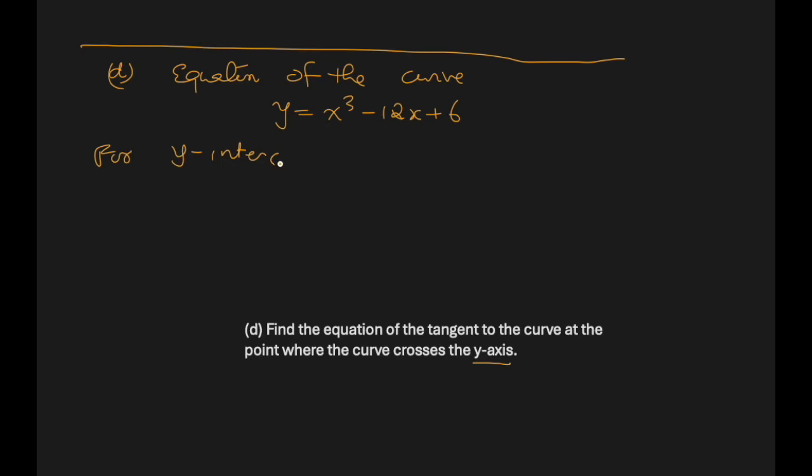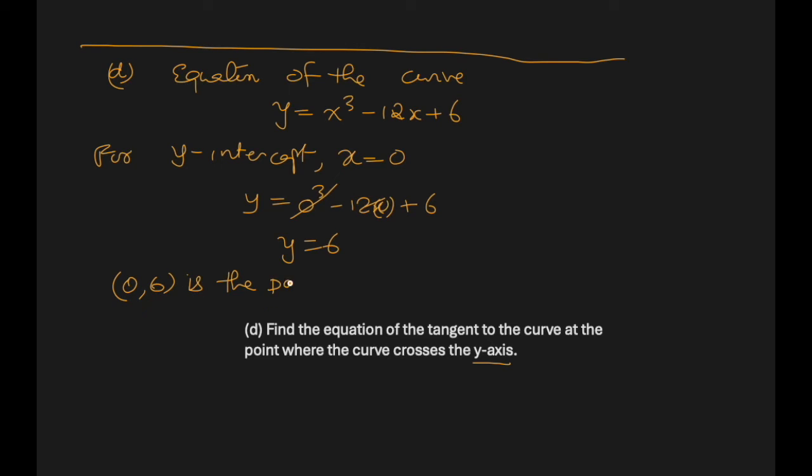For y-intercept, x is always equal to 0. So y equal to 0 cube minus 12 times 0 plus 6. 12 is gone. 0 gone. Y equal to 6. So what is the point? 0, 6 is the point where curve crosses y-axis.